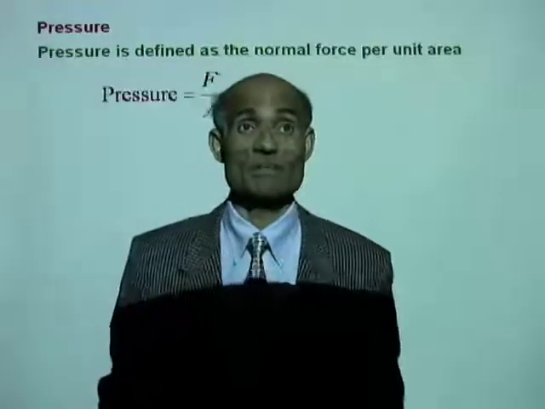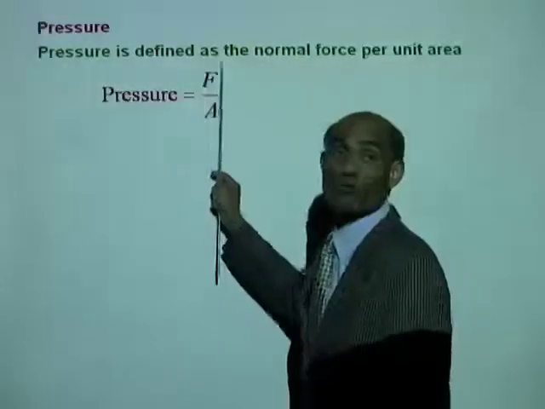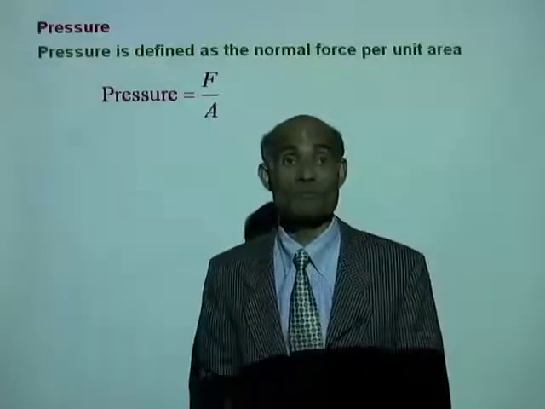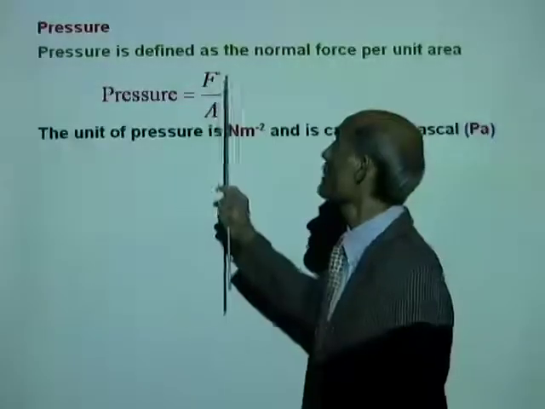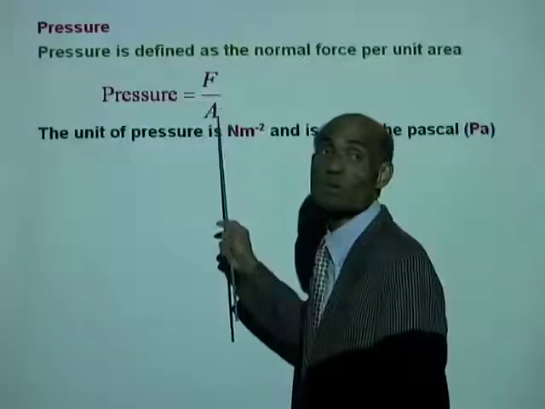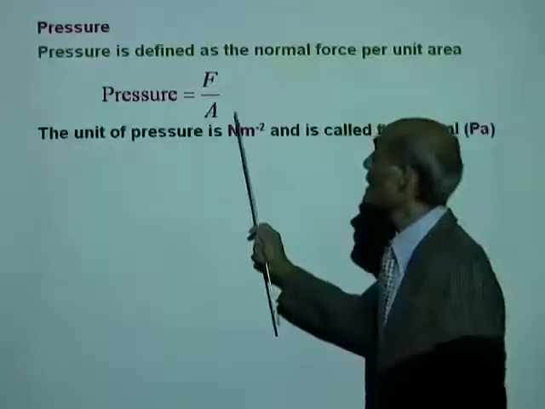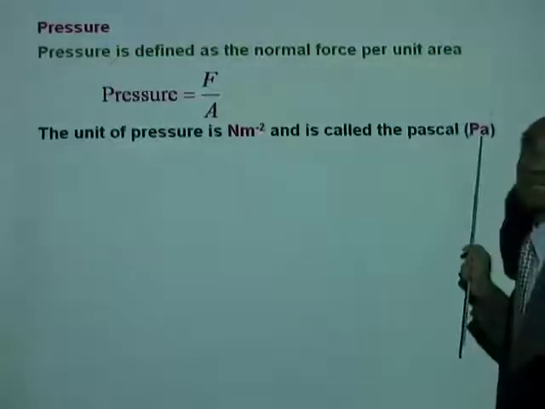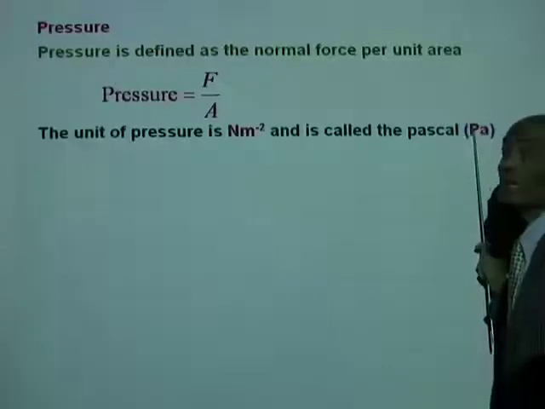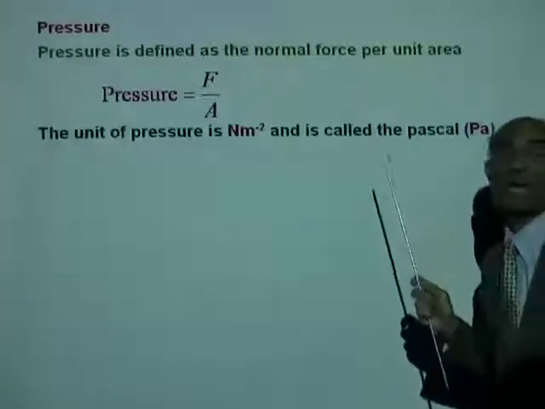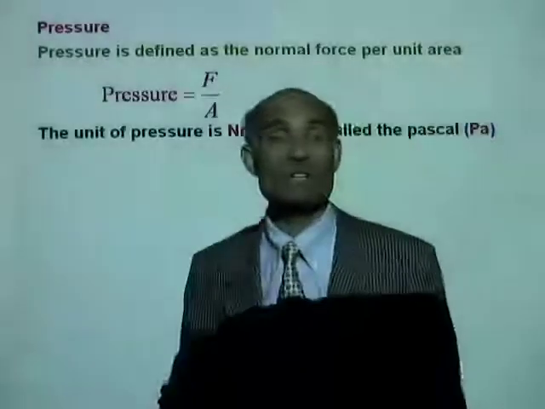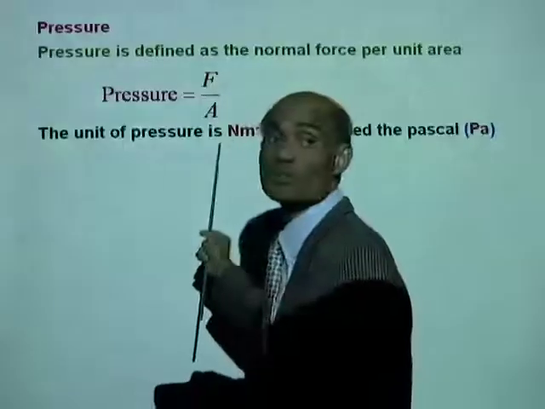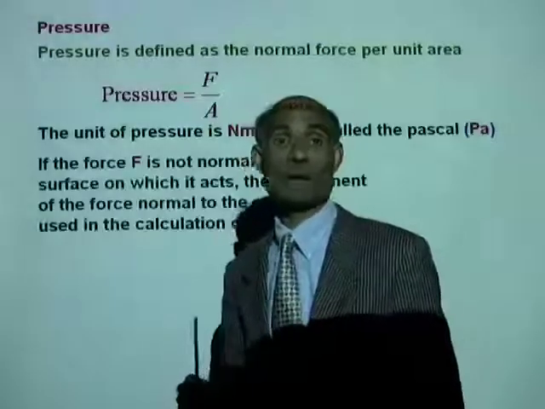So, how do we measure it? Pressure is normal force divided by the area. So what is the unit for measuring pressure? The unit for measuring pressure is Newton per meter squared, and a Newton per meter squared is called a Pascal, and we will write it using uppercase P and lowercase a. Pressure is measured in a unit called Pascal, and it is equal to Newton per meter squared.